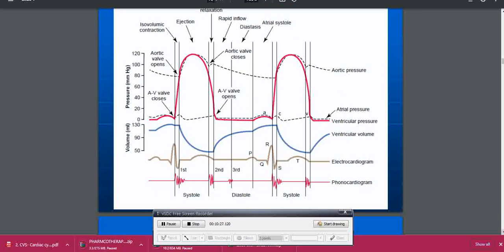At your own initial time, you can come and pause at this moment, internalize all of it, and get to know when it's systole and how long it takes, diastole, and systole again. That is finalizing the cardiac cycle.